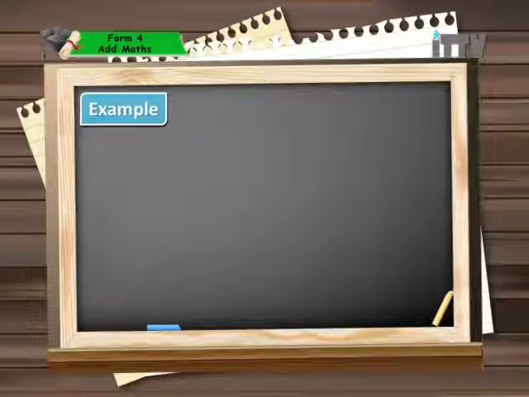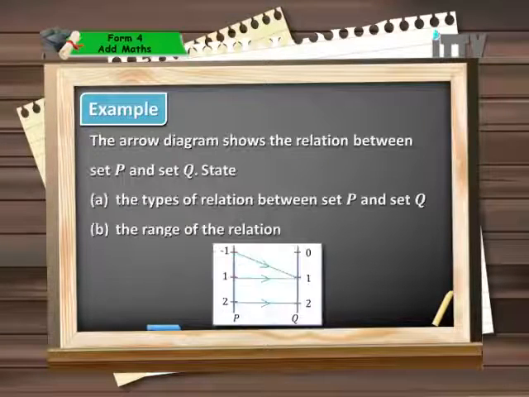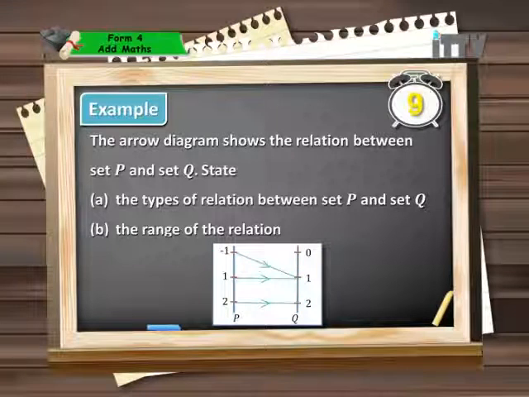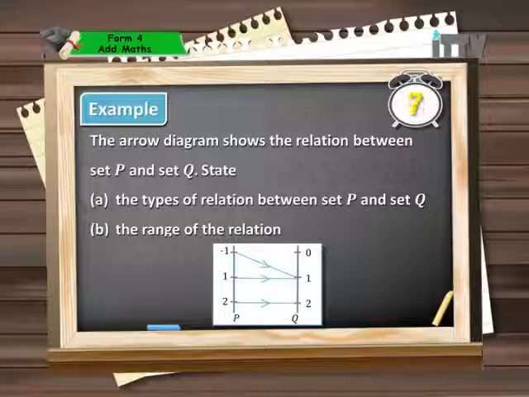Let's try our hand at one more example. The arrow diagram shows the relation between set P and set Q. State A, the types of relation between set P and set Q, and B, the range of the relation. Now viewers, let's try this example out together. I'll see you at the board.